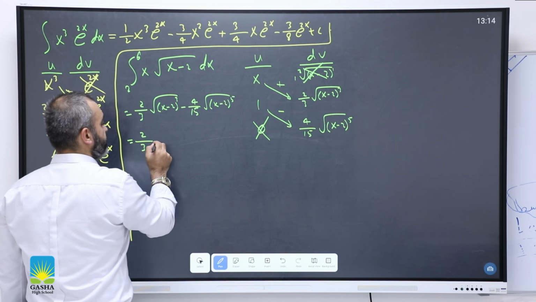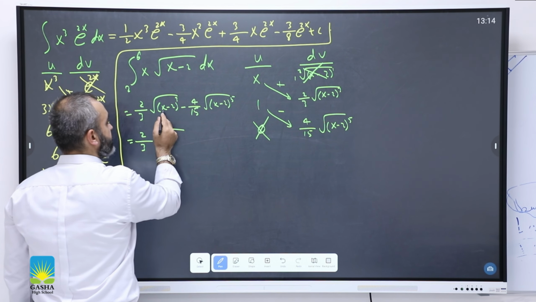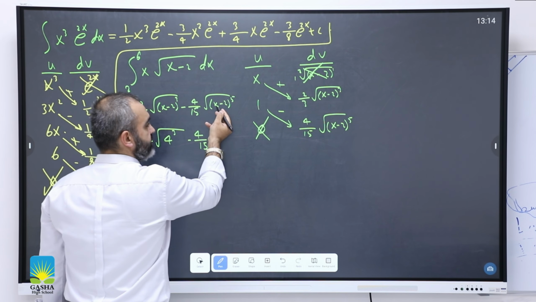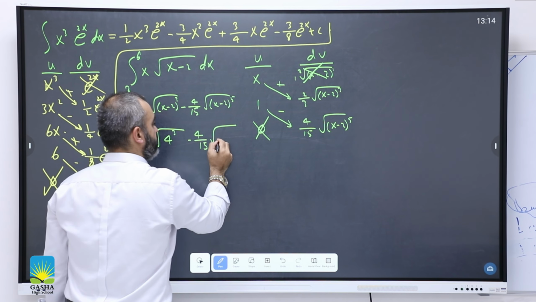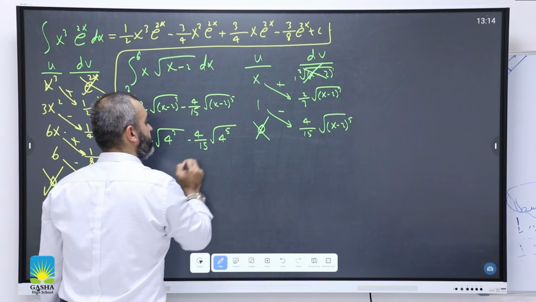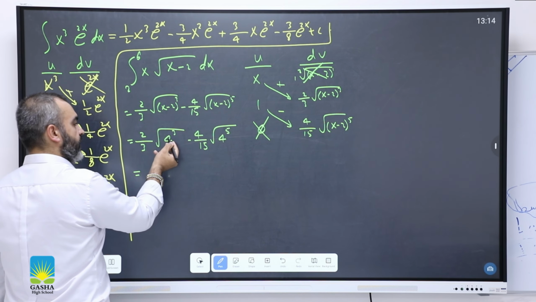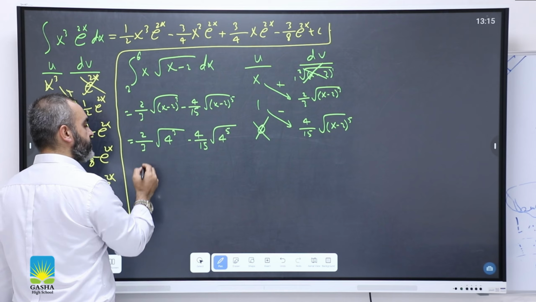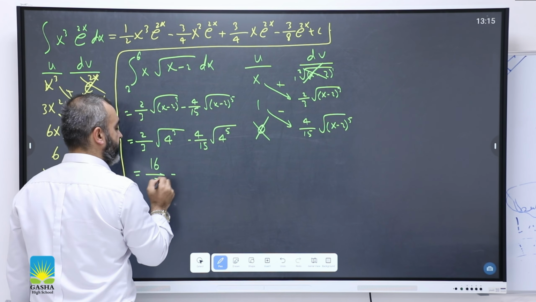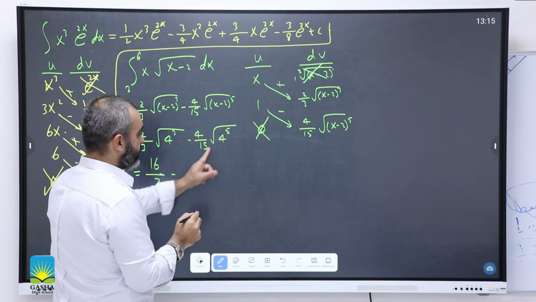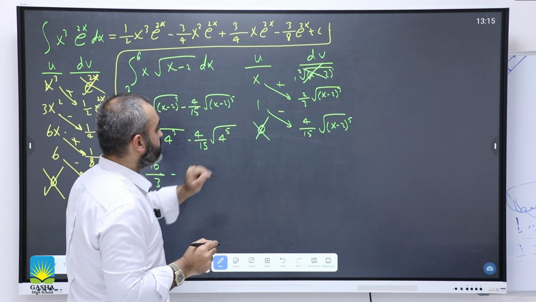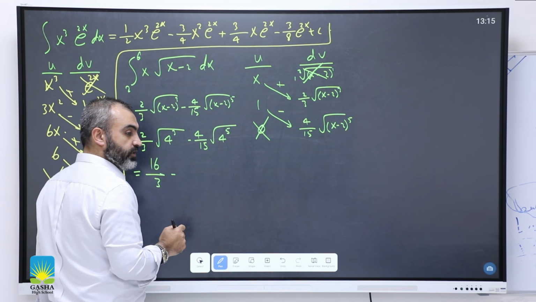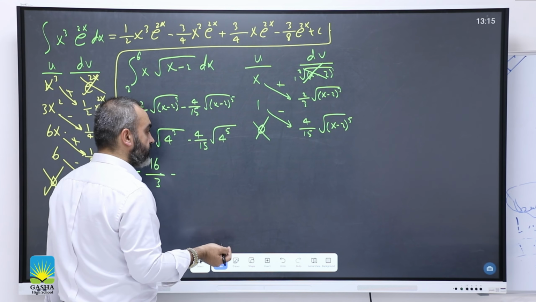Just we substitute 6. 2 over 3 square root of 6 minus 2 is 4 to the power 3, minus 4 over 15, 6 minus 2 is 4, so square root of 4 to the power 5. Square root of 4 is 2, 2 to the power 3 is 8, times 2, 16 over 3, minus 4 over 15, square root of 4 is 2, 2 to the power 5 is 32, 32 times 4 is what? Student, listen.